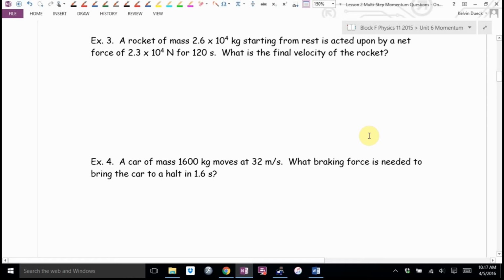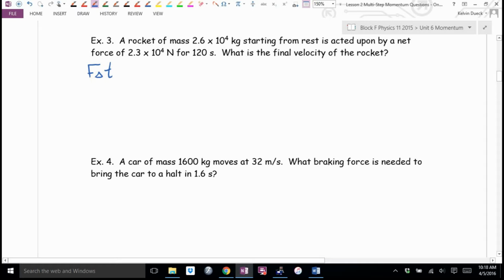Sarah, what's example 3 asking me to find? Final velocity. Now, normally I'd go VF, VI, a, t, but you know what? I think we can get there in one fell swoop. Did they give me a force, Sarah? Did they give me a time? Then I think I can do this.